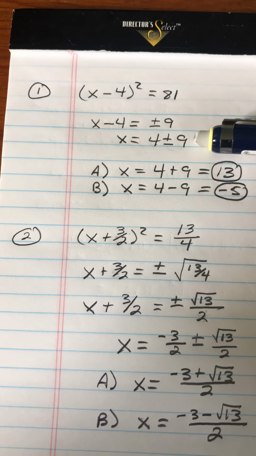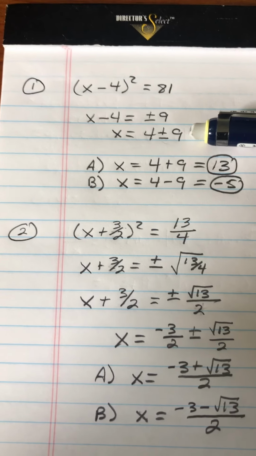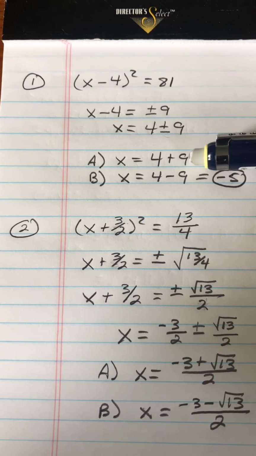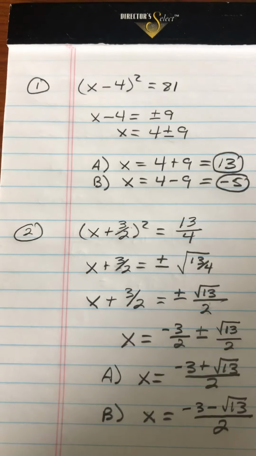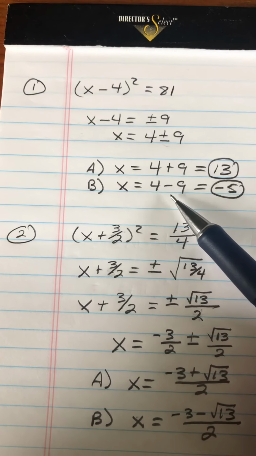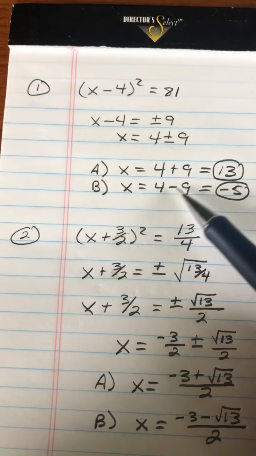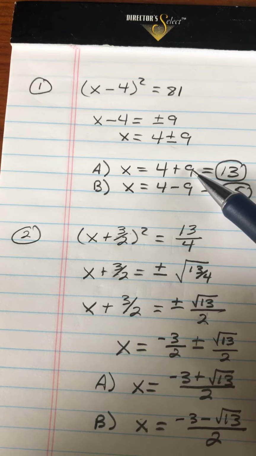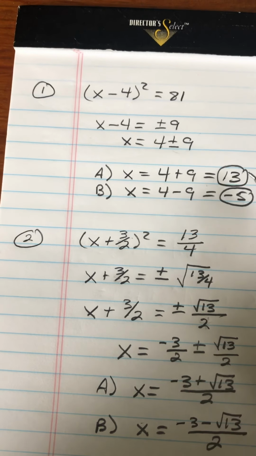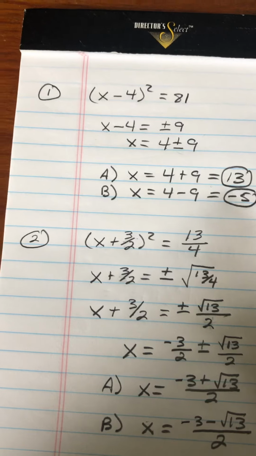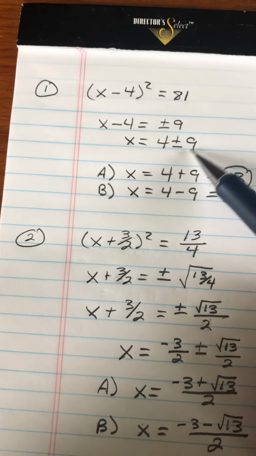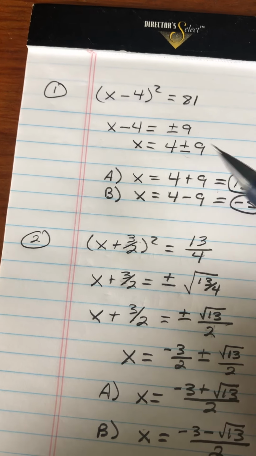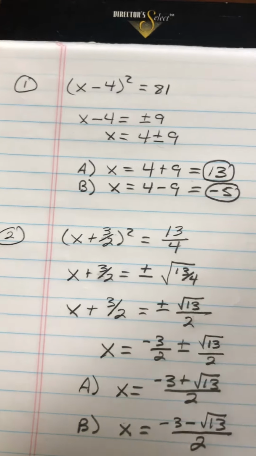I had one student that left the solutions like this, which you can't do, because we can simplify those. So that would mean we would go 4 plus 9 and 4 minus 9. I also had another student that left their solutions just like this, which is just as bad as leaving it like this. You can figure out what 4 plus 9 and 4 minus 9 are. So your solutions are 13 and negative 5. These are your solutions. You don't leave it in this form, and you don't leave it in this form, because clearly we can keep going and simplify that down to 13 and negative 5.